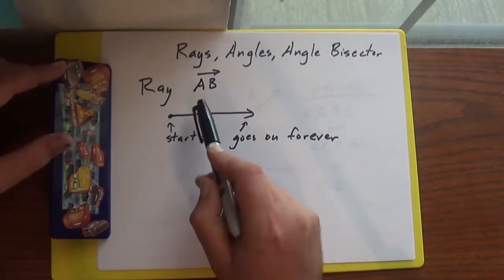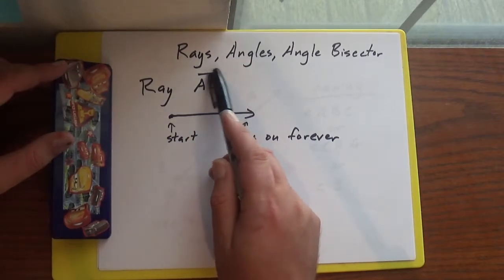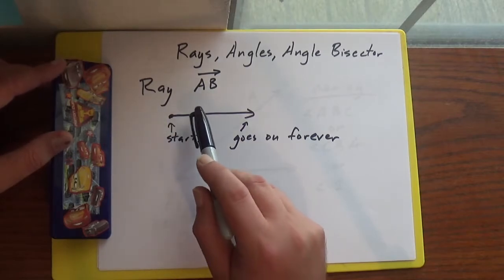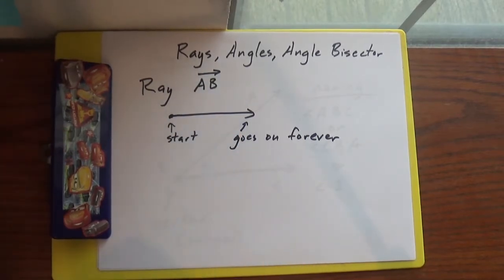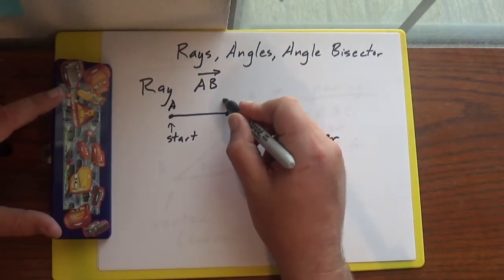The way you're going to write a ray is just put the two points that are on it and the arrow in the direction that it's going. So in this case I put A, B with the arrow going that way, so that means this would be A and B is just somewhere on here.